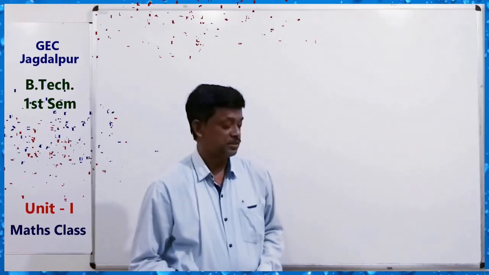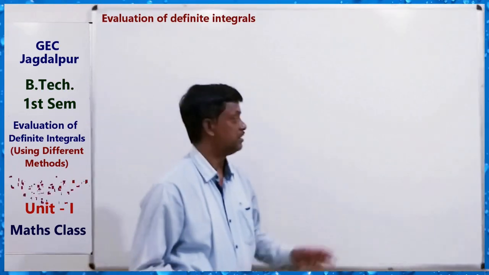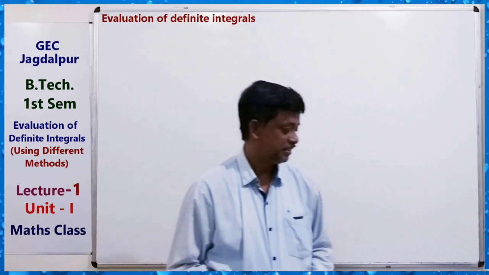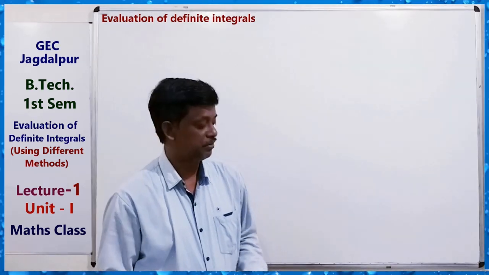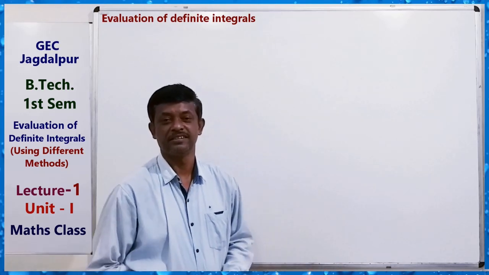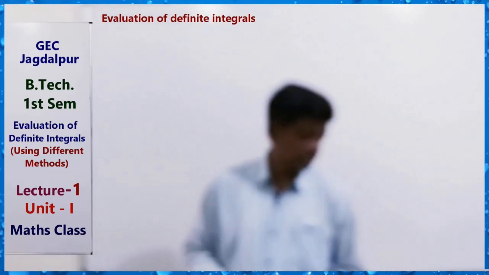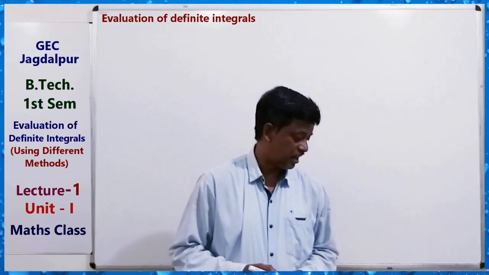Okay, so the first unit is calculus: integral calculus, evaluation of definite integral and improper integral, then reduction formula, beta gamma functions and applications. These are the topics of the first unit. So here I will start now.